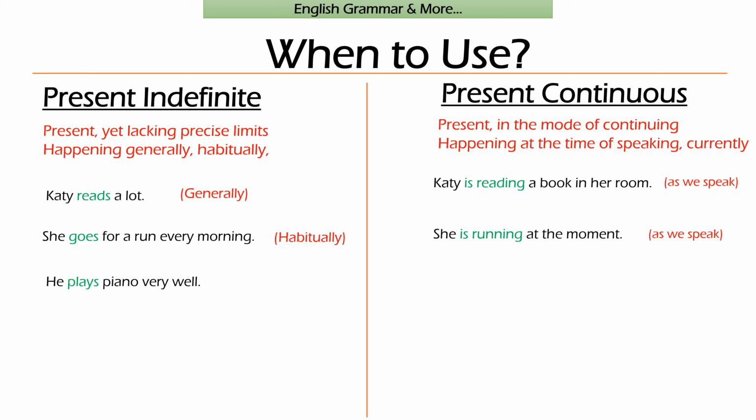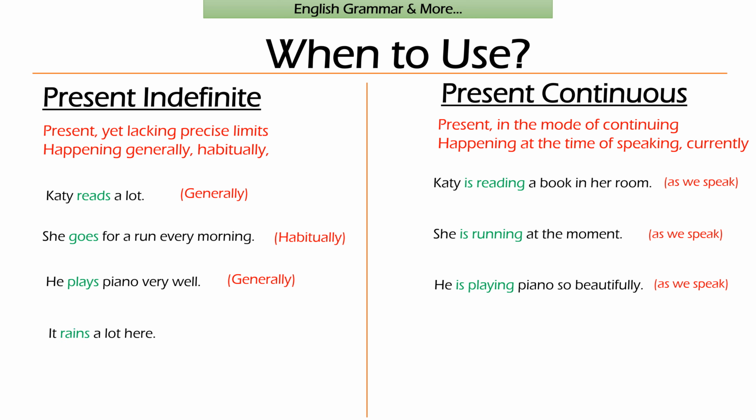He plays piano very well. Here, we have used the present indefinite tense form to express that he generally plays piano very well. He has this ability to play piano very well. However, if we say he's playing piano so beautifully, it means as we are speaking, he's playing the piano and it sounds beautiful.